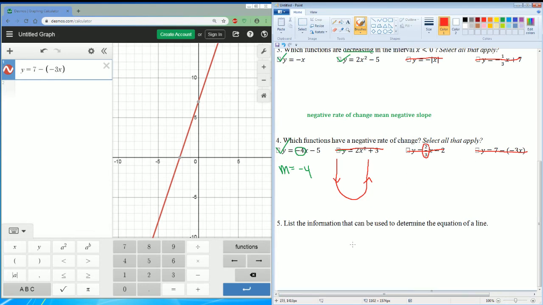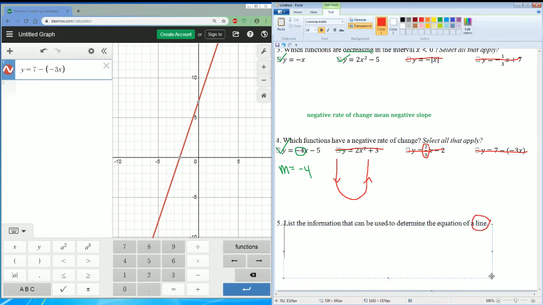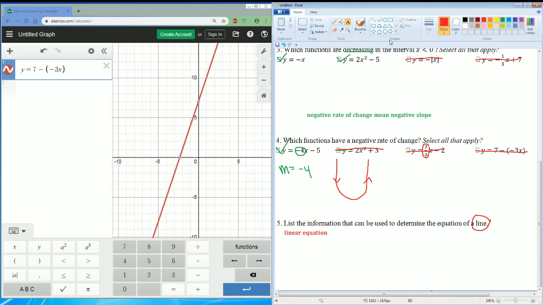Okay, lastly, list information that can be used to determine the equation of a line. Okay, it's weird. It's a trick question. What they mean by line here is they're really looking for the linear equation. What is the information that you need for a linear equation? We know that the linear equation is in the format of y equals mx plus b. And what you need is your m. Your m is your delta y over delta x. You need the what? Slope.